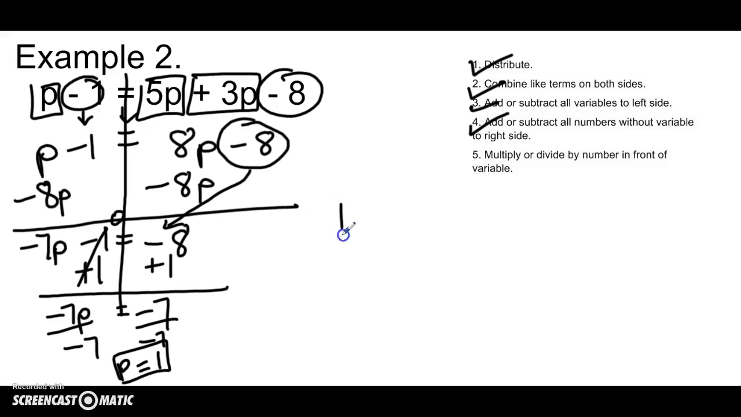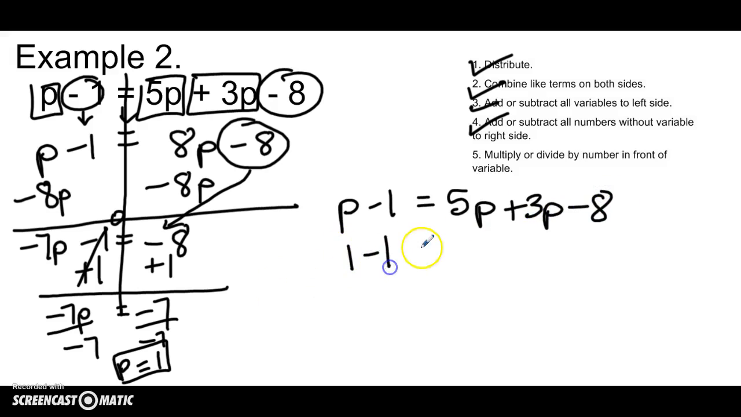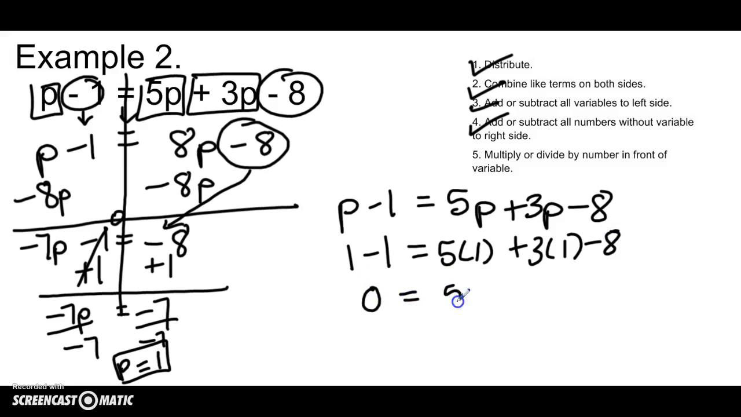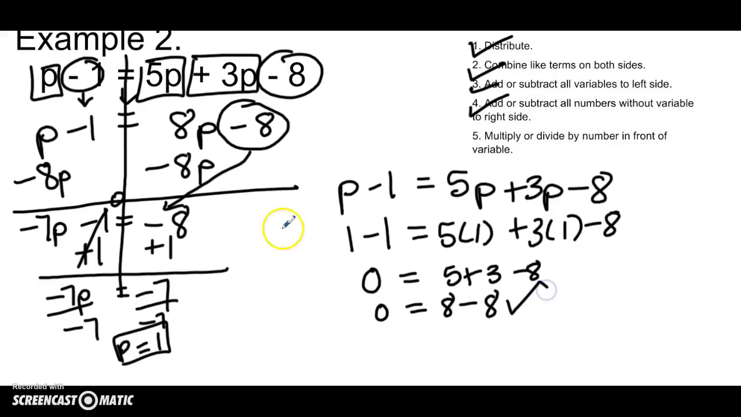Again, I can go back and check my answer. So first I'm going to rewrite my equation. And then I'm going to plug in my 1. So 1 minus 1 equals 5 times 1 plus 3 times 1 minus 8. Of 0 equals 5 plus 3 minus 8. 0 equals 8 minus 8. Check.